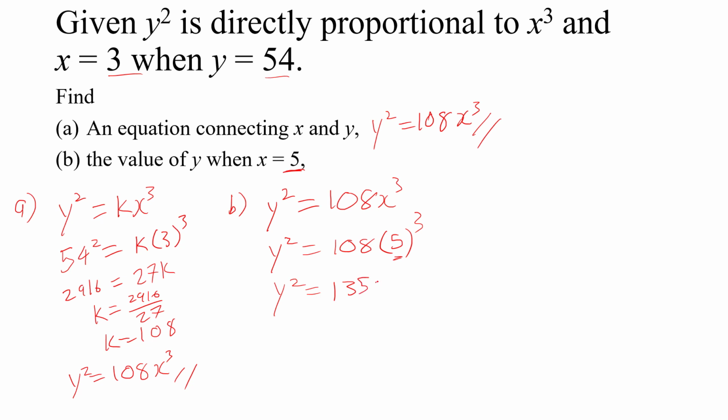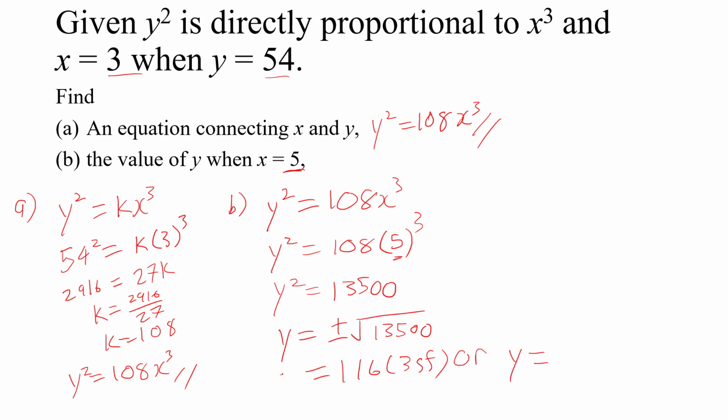We get 13500. So y will be equal to plus minus square root of 13500, because as mentioned, when there's a square and you want to square root, you get two answers. So you will have 116, this one is 3 s.f., or y will be equal to negative 116. Alright, so these two will be your answers.